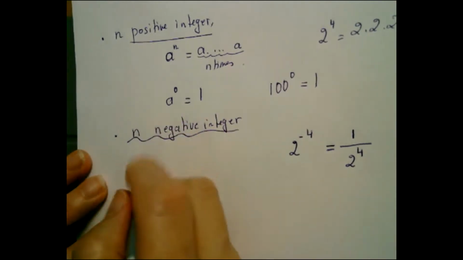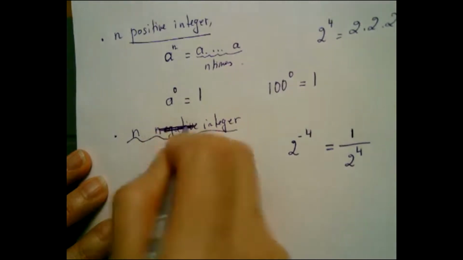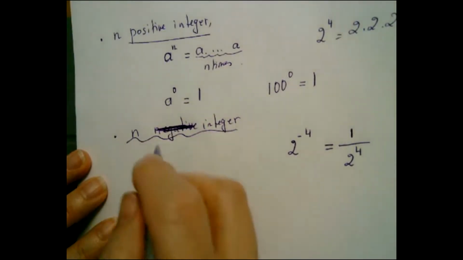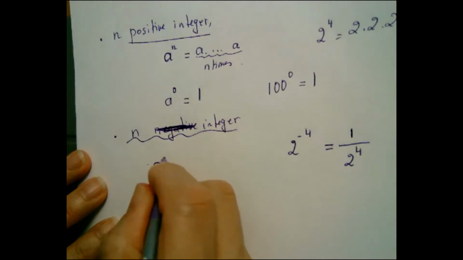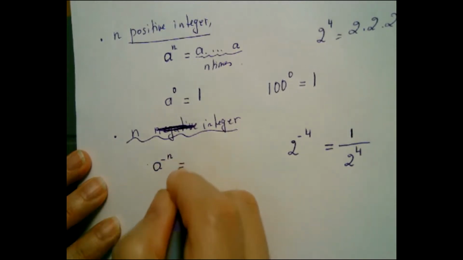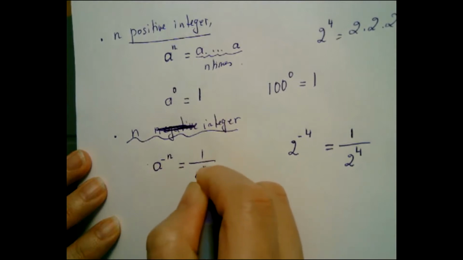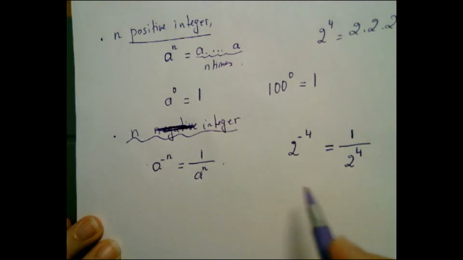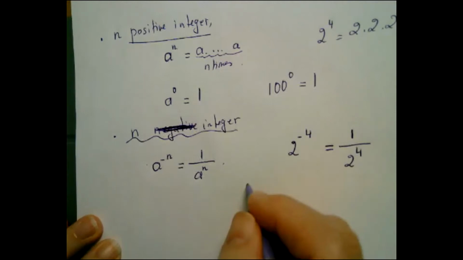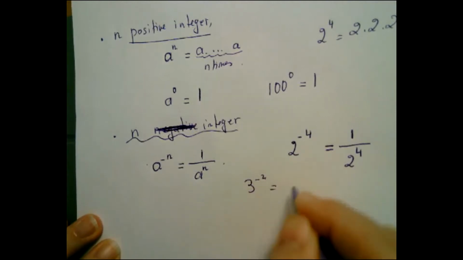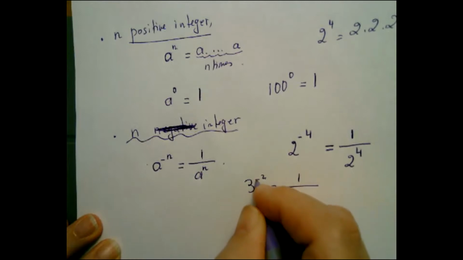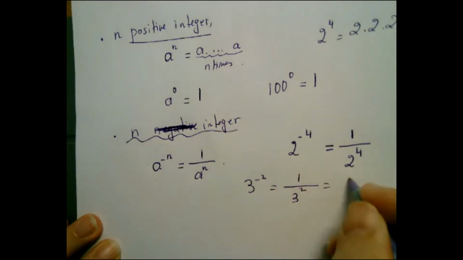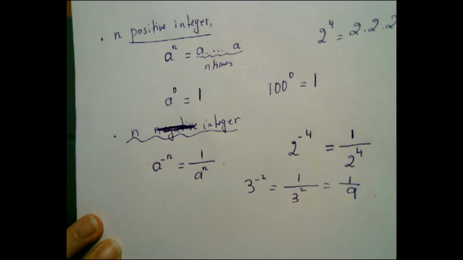So now the definition. My apology, n is still a positive integer. A to the minus n means 1 over a to the n. Okay, 1 over, not minus 1 over. It's just 1 over a to the n. So 2 to the minus 4 is 1 over 2 to the 4. Okay, and 3 to the minus 2 means 1 over 3, the power becomes positive, which is 1 over 9. Okay, that beautifully makes sense.